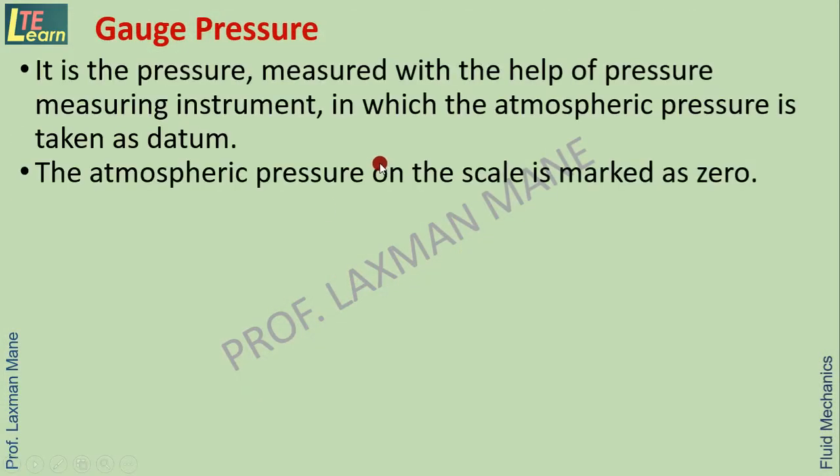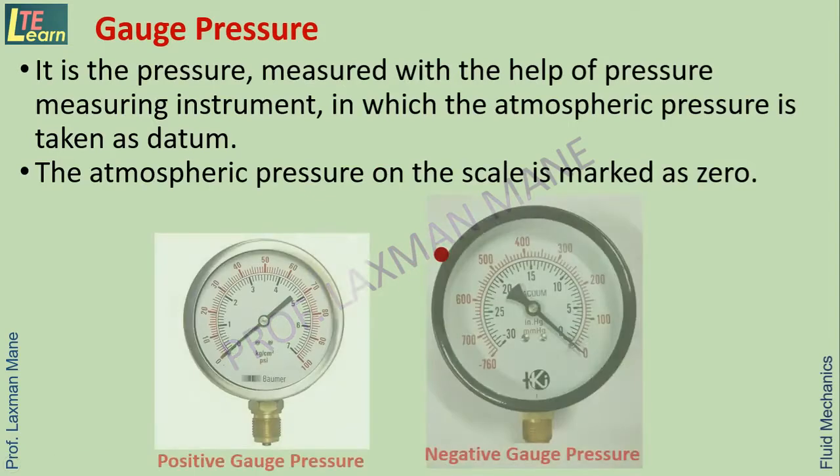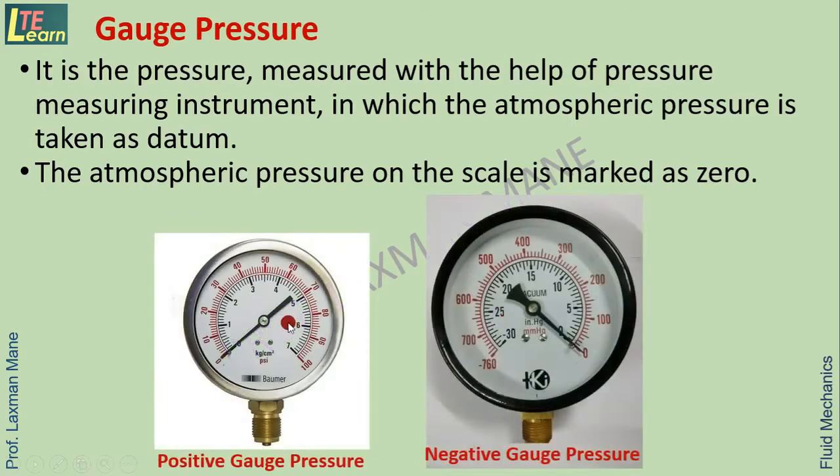Gauge pressure: the pressure given by the measuring instrument in which the atmospheric pressure is taken as datum, that is called as gauge pressure. So these are the two gauges, one is a positive gauge and another is a vacuum gauge or negative gauge. So the pressure given by these two gauges, one is a positive gauge pressure and another is negative gauge pressure.